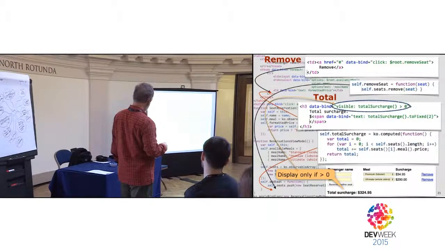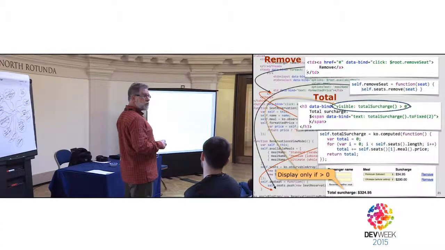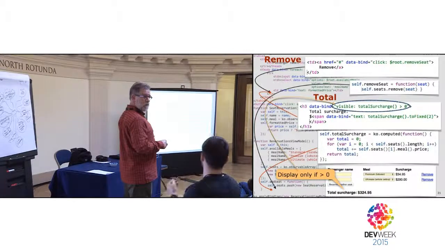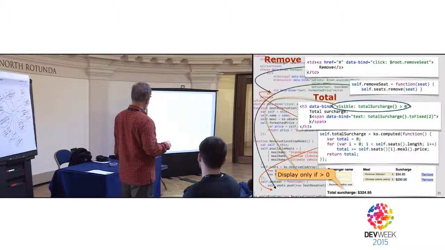So this is an H3 element. It's bound using the visible attribute we were looking at a moment ago. So if the surcharge is greater than 0, then this H3 is visible. If the surcharge is not greater than 0, then the H3 element will not be visible. Right? If it is visible, it'll have the text total surcharge, followed by, and this is a text binding of the sort that we've been looking at earlier. So whatever value is returned from total surcharge dot toFixed is going to be bound to the text. That's what we're displaying.